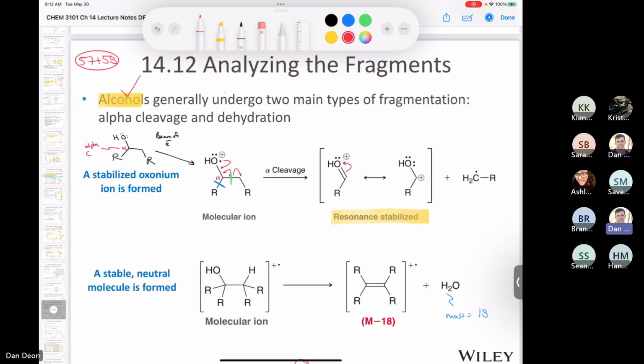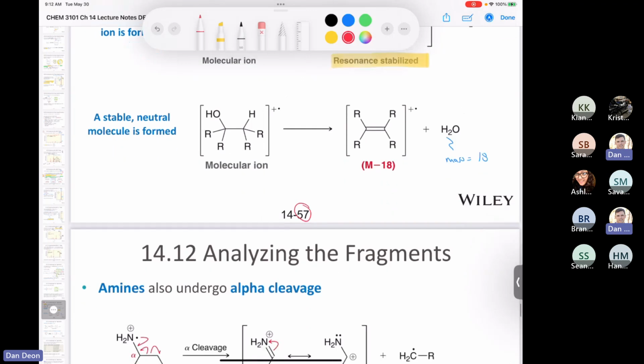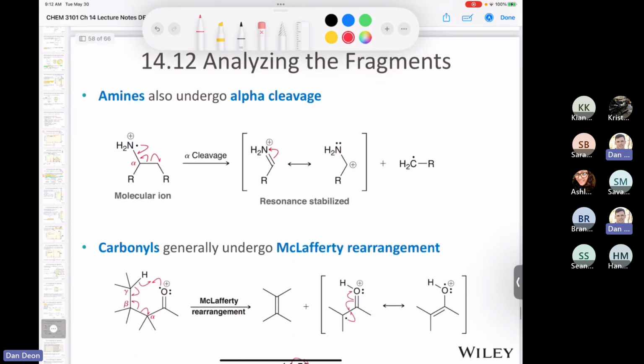The next slide, slide 57, has 2 different concepts on it, so we squeeze a lot of information in here. The first half deals with amines, and the second part deals with carbonyls. Let me go over the amines first. Amines can undergo alpha cleavage the exact same way an alcohol could. You take the amine, you smack it with electrons, you make a radical cation. Then it can undergo alpha cleavage.